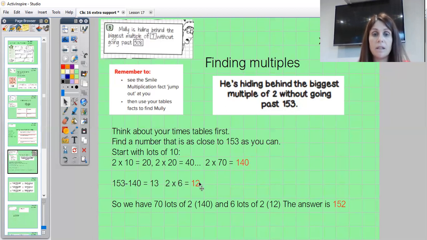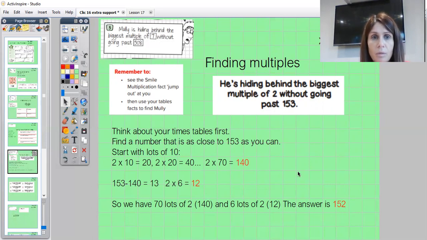So I've chunked my numbers to make it easier. Chunk those numbers out and think about big lots first. So, right, lots of 10. How many lots of 10? So 20, 30, 40 lots, and so on. So we've actually got 70 lots of 2, which is 140, and 6 lots of 2, which is 12. So when we put those two together, we get 152. And the question does say he's hiding behind the biggest multiple of 2 without going past. It doesn't want to know what the factor is, it wants to know the multiple. That means what is the number that is as close to 153 as possible. So in this one, it's 152.